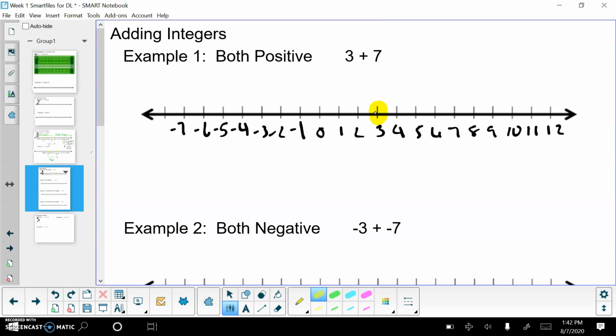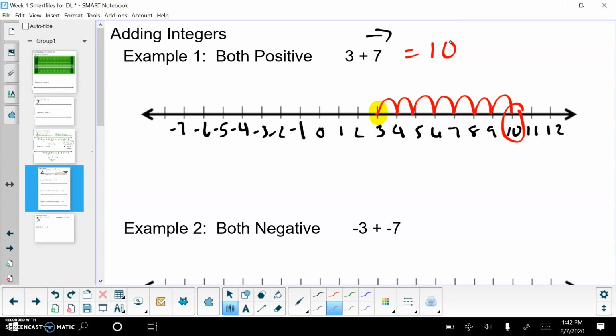And then basically, if you're adding a positive, you're going to be increasing and you're going to the right because it's a positive number. And the second number tells you how many jumps to make. I'm going to make 7 jumps to the right. So I'm just going to go from my 3 and count forward 1, 2, 3, 4, 5, 6, 7. And I end up here on the 10. So 3 plus 7 is 10.